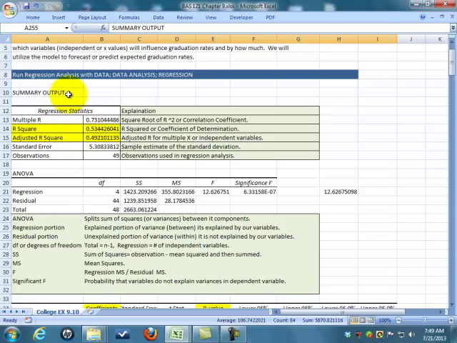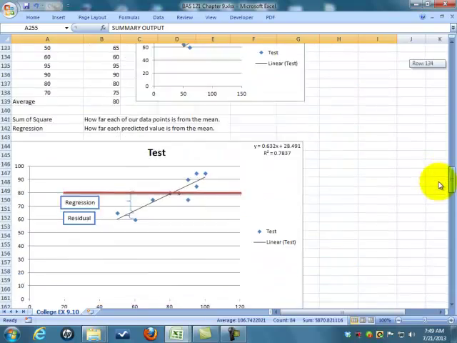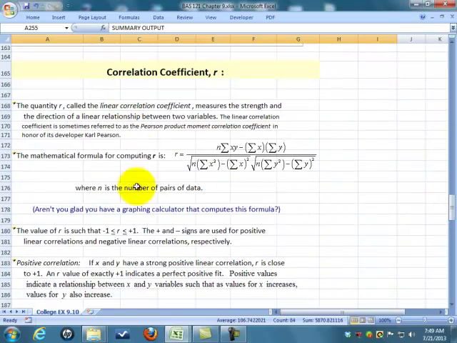So the summary output, first of all, you get what's called a multiple R, which is basically the square root of R squared, or sometimes just often called R, or the correlation coefficient. If you've forgotten what a correlation coefficient is, it's all down here. It gives us a value between -1 and 1. And the key things to remember is a negative number is a negative correlation. A negative correlation is where as one variable goes up, the other goes down.